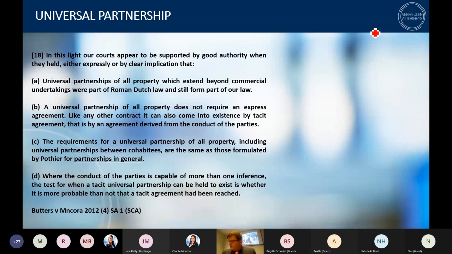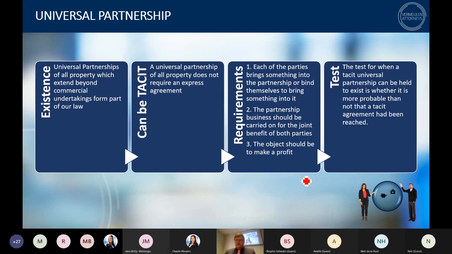Okay, so what was the upshot of Butters versus Nkora? Number one, if you are in a romantic relationship, even a marriage out of community of property, no accrual, guys, remember what I told you earlier.